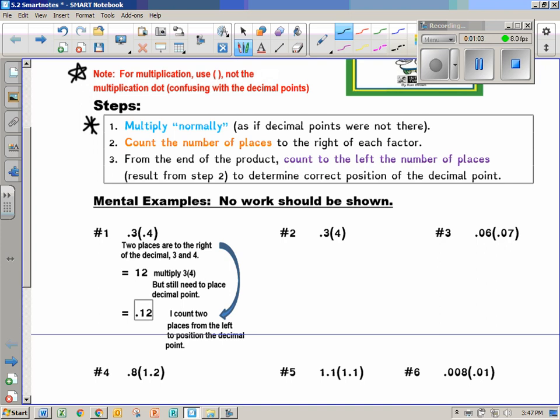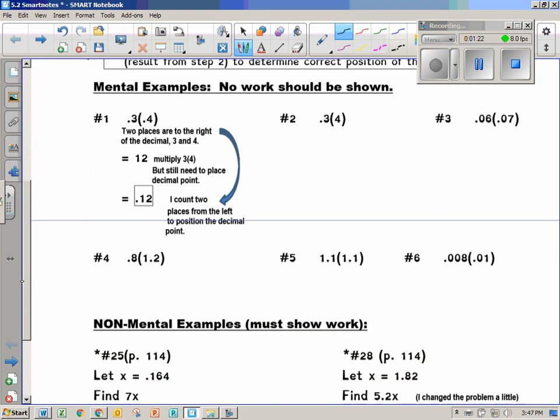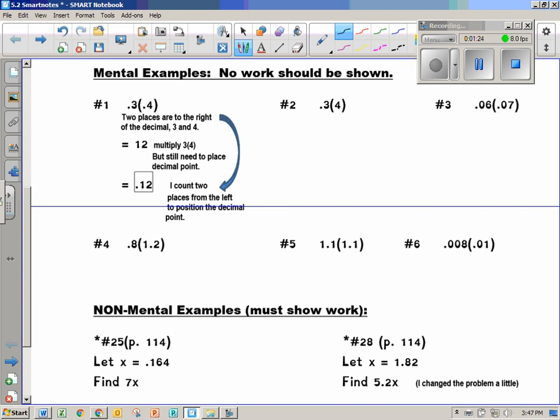So you count the number of places to the right of each factor, and then starting at the end of the result that you got, you count to the left that number of places to determine where to put the decimal point. And that's really all there is to it. So I've worked out one example. These first few are really mental. They just require knowing your multiplication facts, and then we'll determine where the decimal point belongs. So the first one is there just for you to refer back to get all the verbiage down. So you can look back at that as needed.